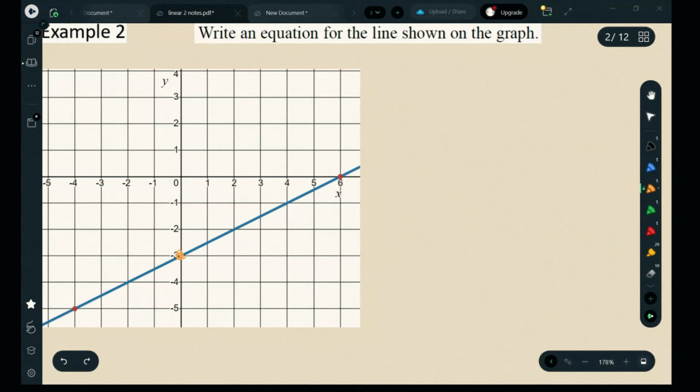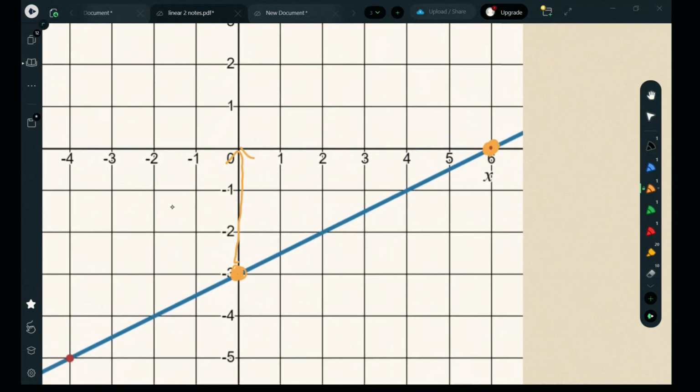So if I start from this point and I go to this point, my rise is how far I'm going up. It looks like there we're going up 3. So 3, that's the rise. And it's a positive number since we're going up. Run is how far do you go from the left to the right? 1, 2, 3, 4, 5, 6. Okay, so 6 is the run.